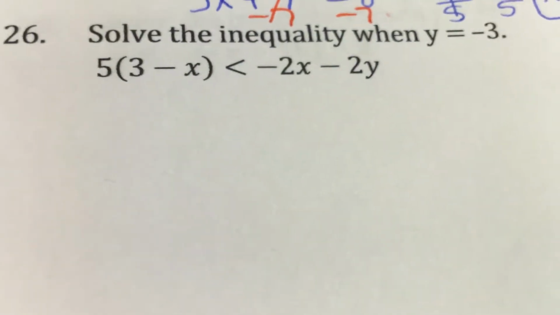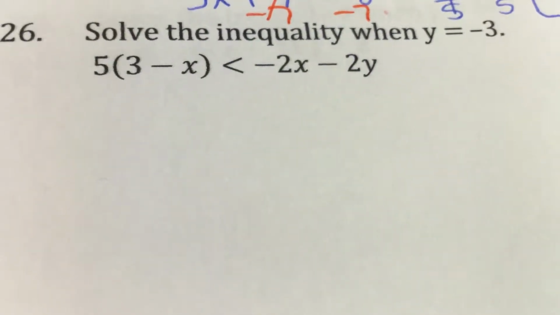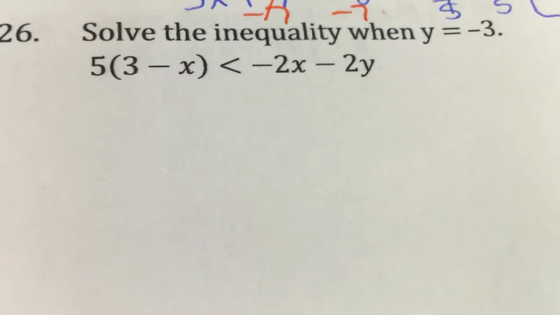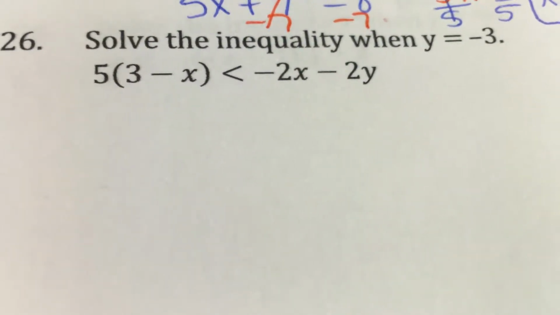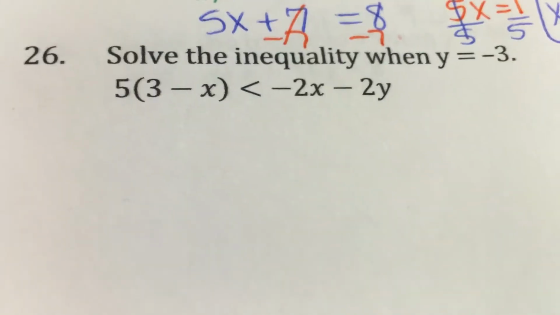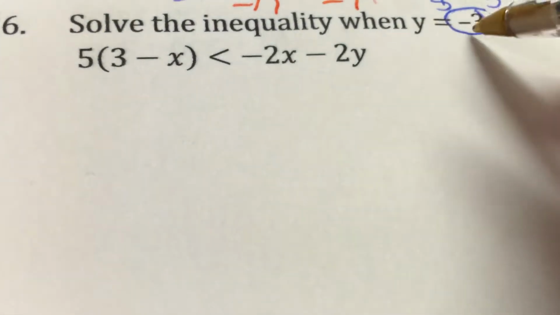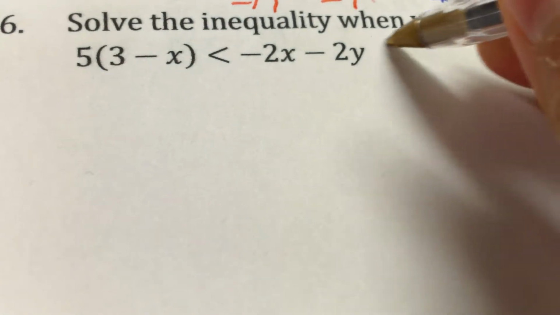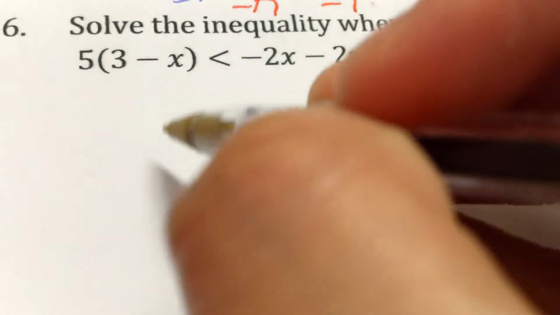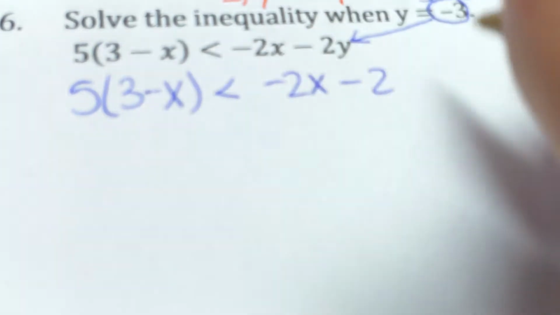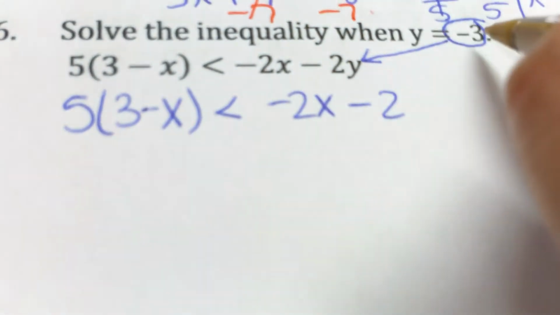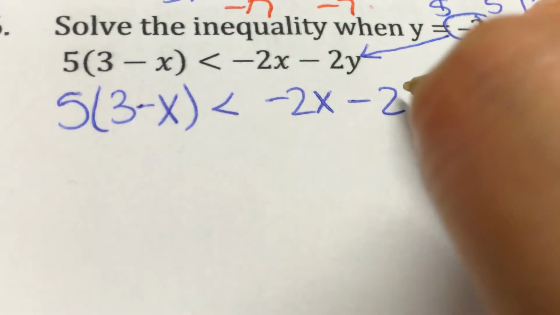Alright, now we're going to do inequalities, solving inequalities. So it says solving inequality when y equals -3. So we're going to plug in this -3 into your y because that's what y is equal to. So then now I have 5(3 minus x) less than -2x minus 2. Now we're plugging in the -3 into the y.